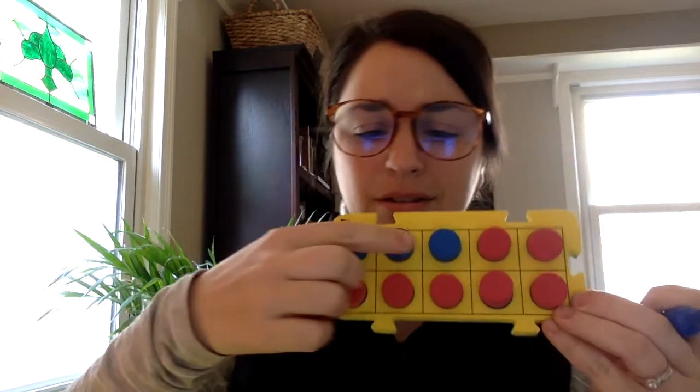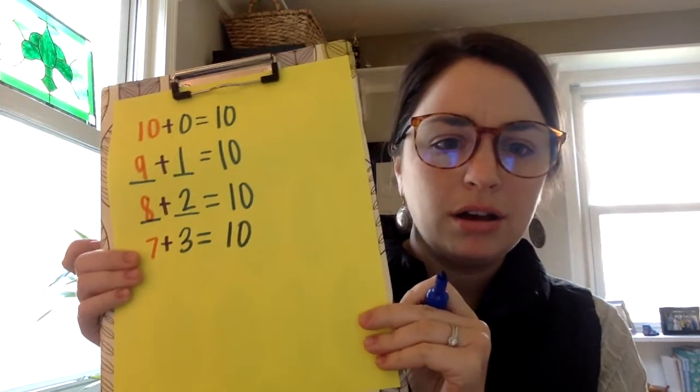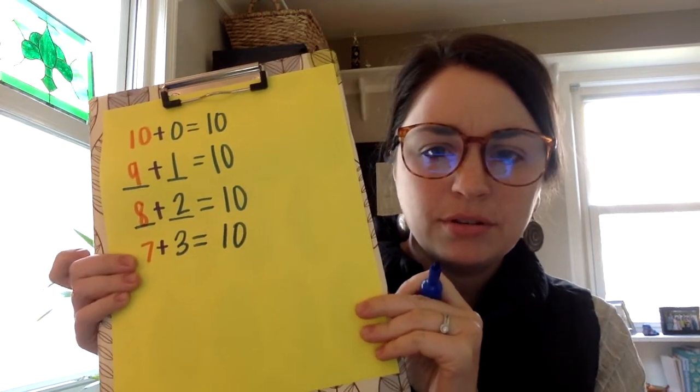Well, what if I changed over one more blue? What would my addition sentence be? How many reds would I have? That's 2, 3, 4, 5, 6, 7. I would have 7 reds. And how many blues? 3 blues. Okay, so my addition sentence would look like this. 7 plus 3 equals 10. And it just keeps going.